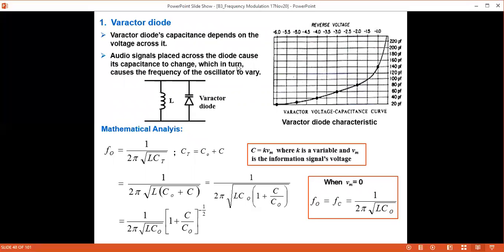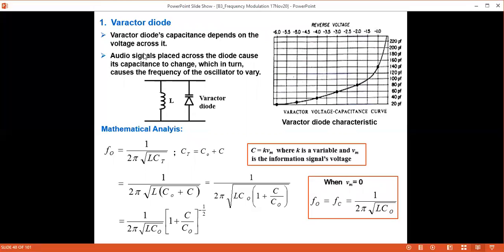Okay, if you look at the first approach using varactor diode, first we look at the characteristic of varactor diode. We can see that on top is the voltage, and here is our capacitance value. The reverse voltage applied changes our capacitance value. So in other words, varactor diode's capacitance depends on the voltage across it.